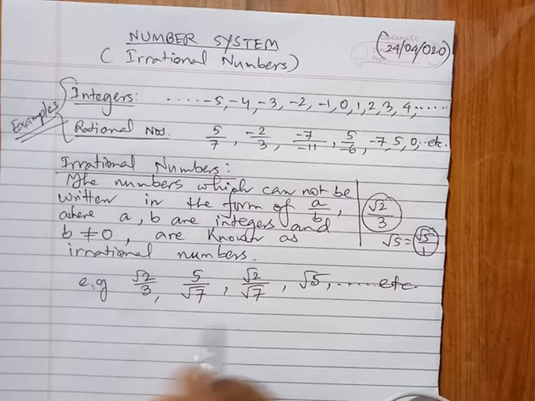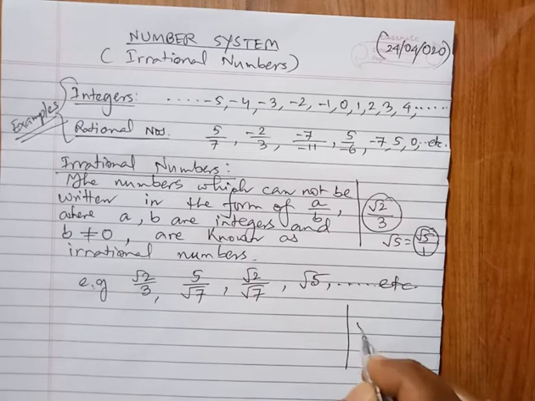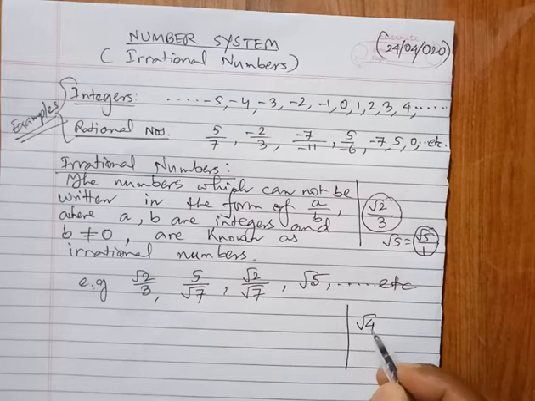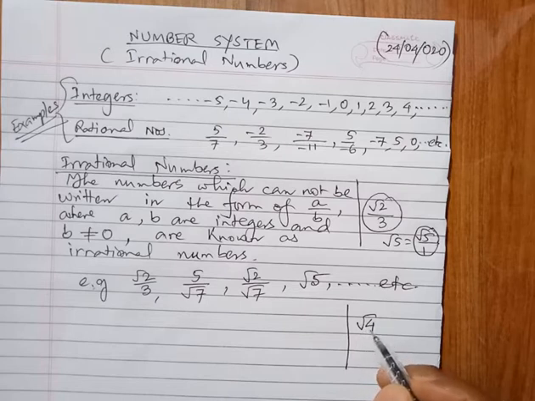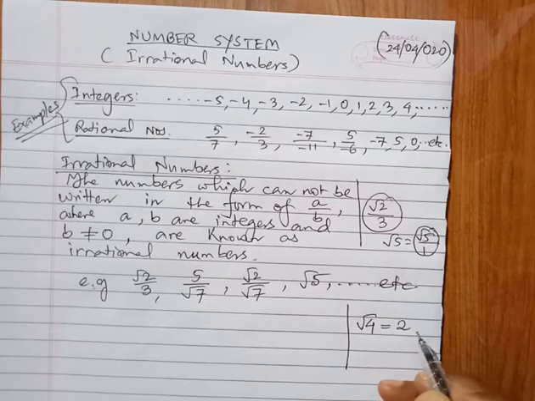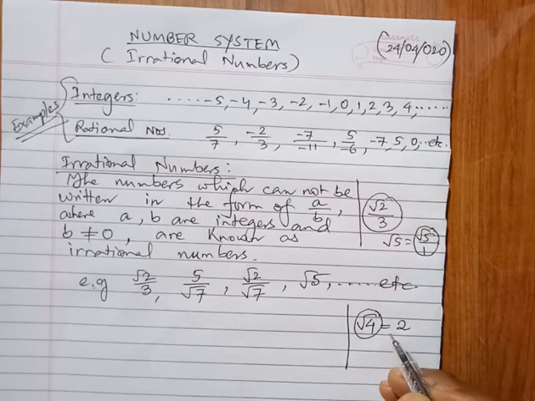But one important thing is root 4. Now can you take root over 4 as an irrational number? Because 4 is also containing the root-over sign. So do you think root over 4 is an irrational number? The answer is no, because you can find the perfect square root of this 4. The square root of 4 is 2. So if you can find the perfect square root of any number, then even though that number contains the root-over sign, you cannot take it as an irrational number.